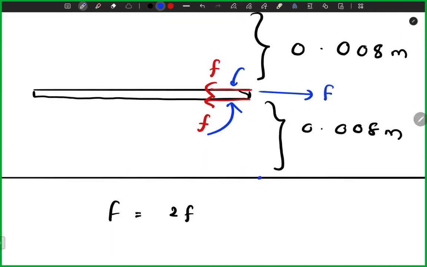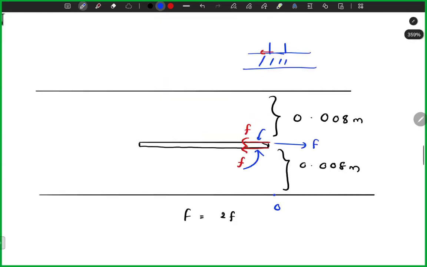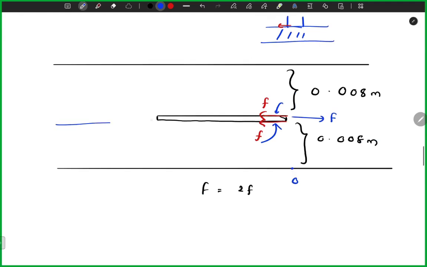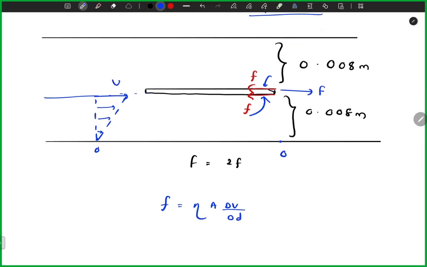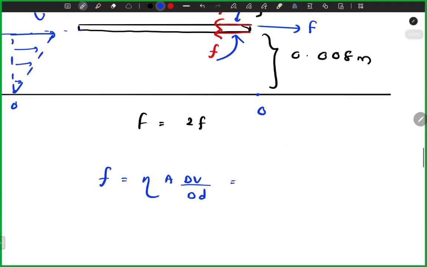Now see, what's the velocity here? 0. Velocity here is 0. So if I just draw this part, velocity here is v, but velocity here is 0. So we have a velocity gradient. So I can find the value of simple F, right? So what is simple F then? What's the equation that we learned? Eta A delta V over delta D. So what's eta that they have given?